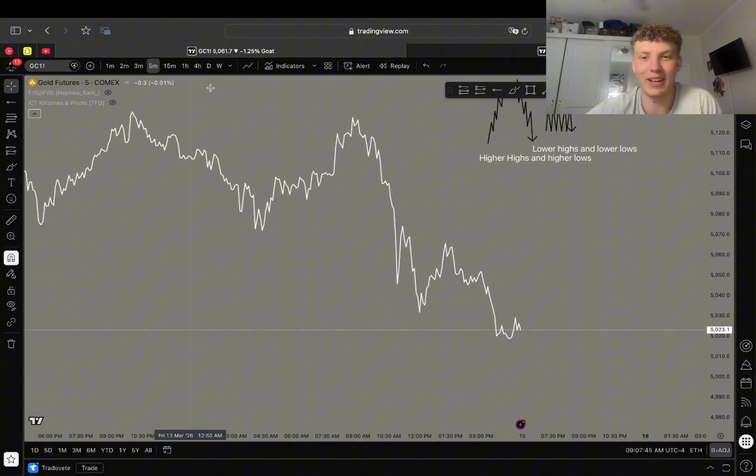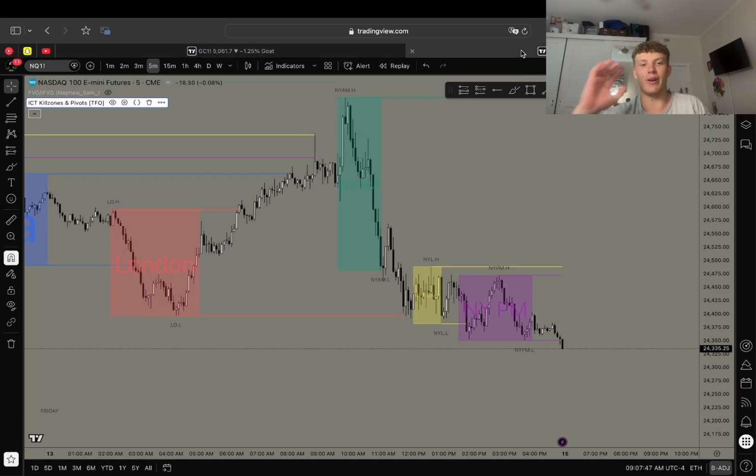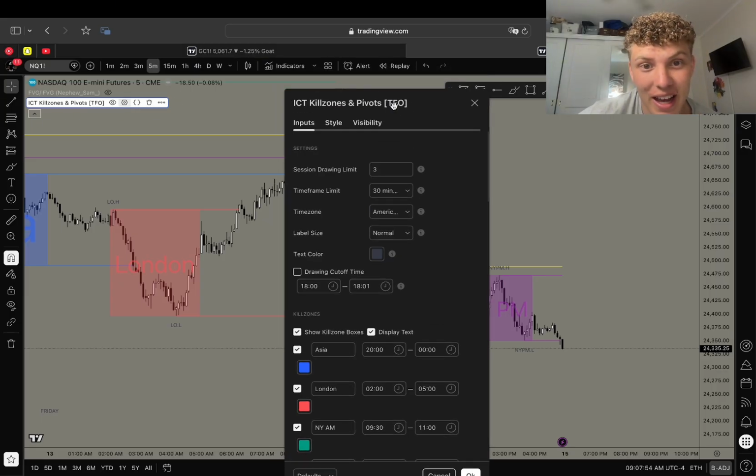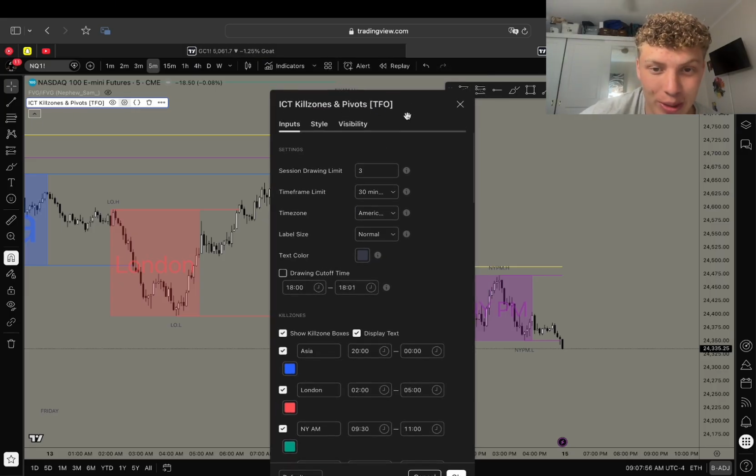Just have a look for clear direction. Next, we are going to move over to the best ever indicator you can get. ICT, kill zones, and pivots.